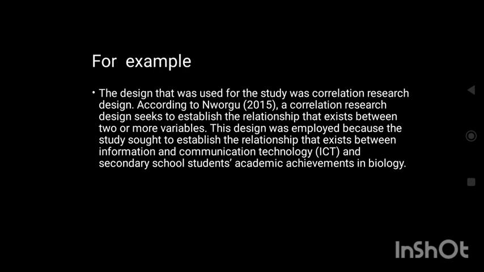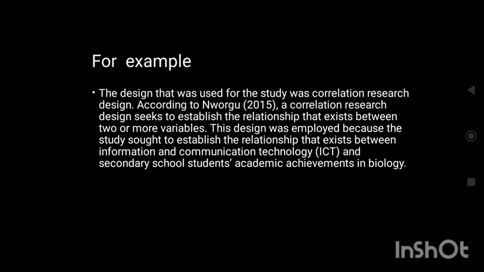And here, the researcher is telling us that the research design he is going to use here is correlation research design. And also, he was able to prove to us why he's using that design by giving us what Nwogu 2015 said regarding correlation. And at the end of it, he now linked it up to his work by telling us that this design was employed because it sought to establish a relationship that exists between information and communication technology and secondary school students' academic achievement in biology. So this is how you are going to do your own research design.